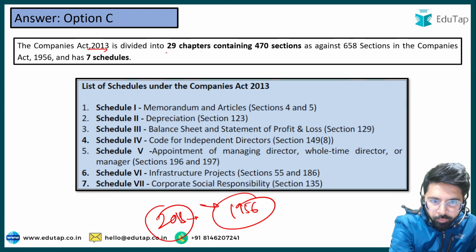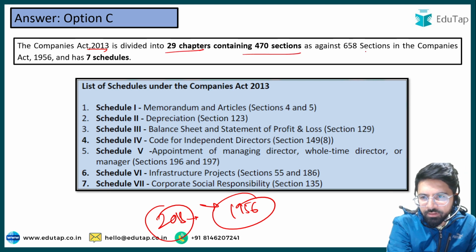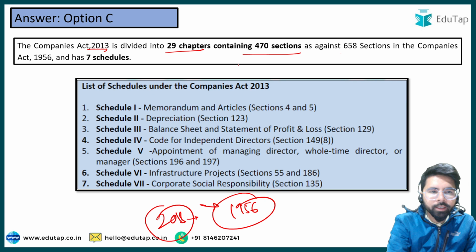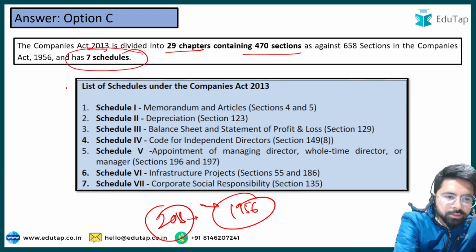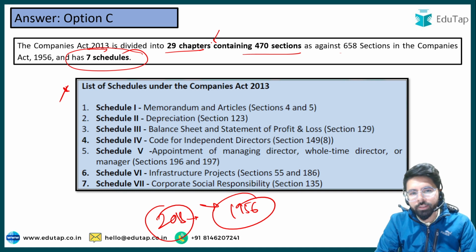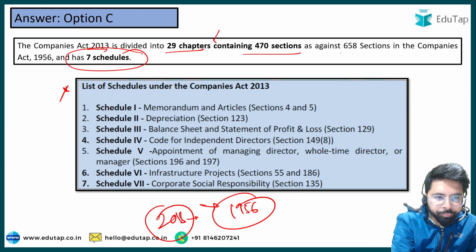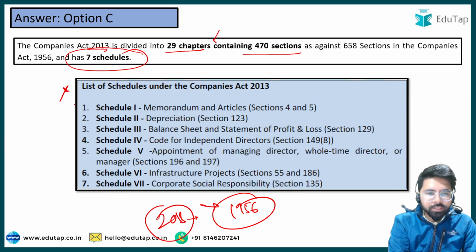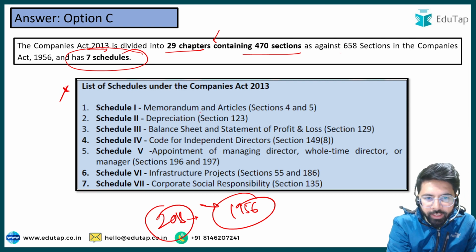It is divided into 29 chapters, 470 sections. You need not remember all this redundant data, but remember this data because this is very important. Though you might be tempted to read this, they do not ask such questions in the examination. So schedules you must remember, not just how many schedules, also the name pertinent to a particular schedule.